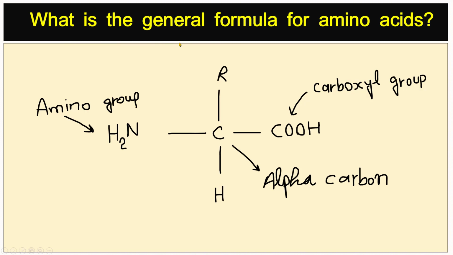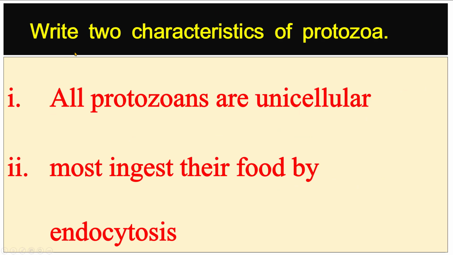What is the general formula for amino acids? H2N, amino group, hydrogen, alpha carbon, carboxyl group. Write 2 characteristics of protozoa. Number 1. All protozoans are unicellular. Number 2. Most ingest their food by endocytosis.